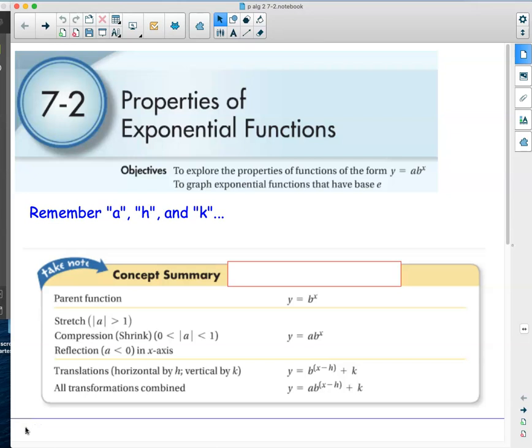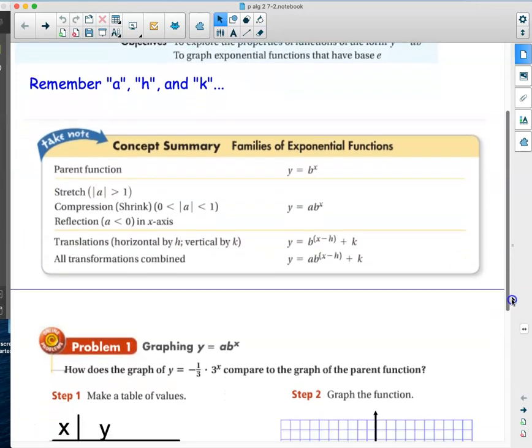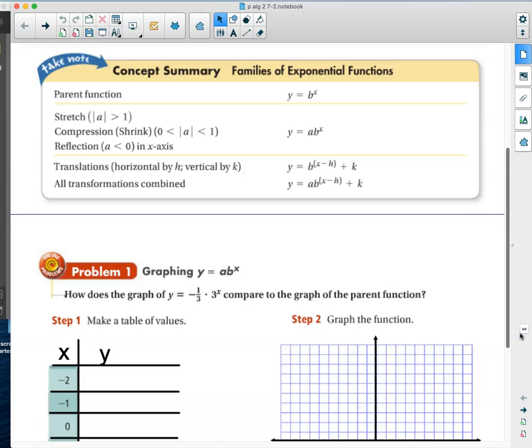Friday's lesson was all about graphing the families of exponential functions and talking about when the asymptotes are going to change and all that good stuff. So that was Friday's lesson. Again, already on Thursday, we're taking a test on just sections 7.1 and 7.2.